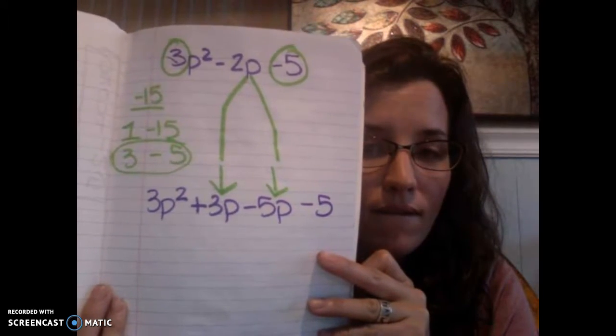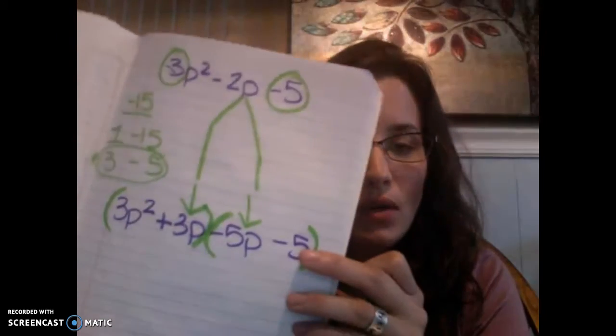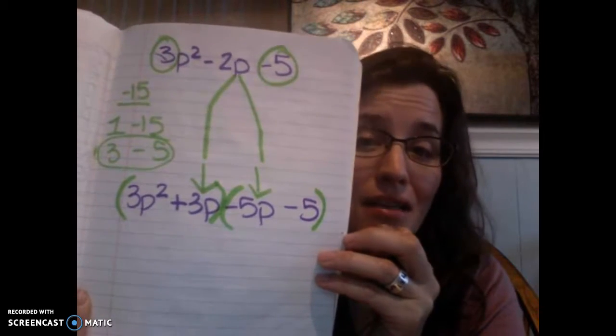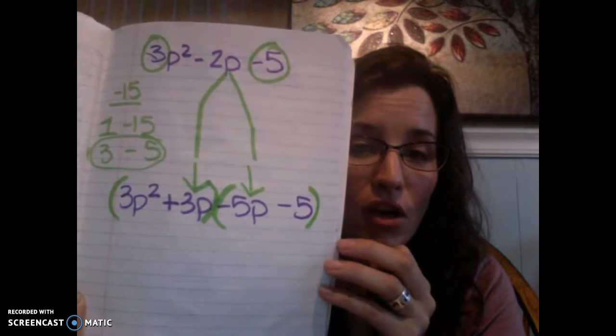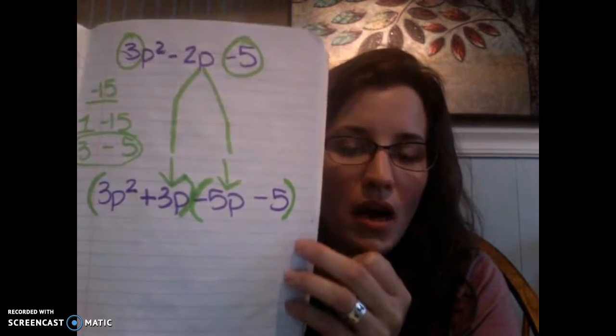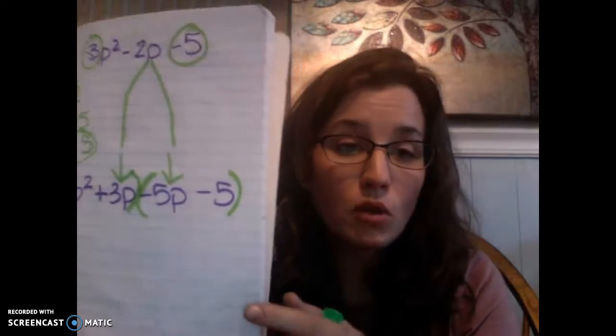All right? Now I'm going to do the next step, which is grouping. I know that 3p squared and 3p have a lot in common, so I'm going to group them. And negative 5p and negative 5 have something in common. So what I did now was called grouping. This is going to make it really easy for me to take out a GCF here, a greatest common factor from each.